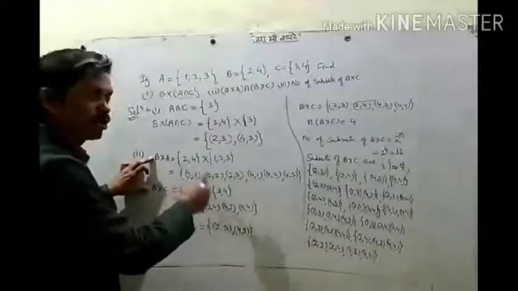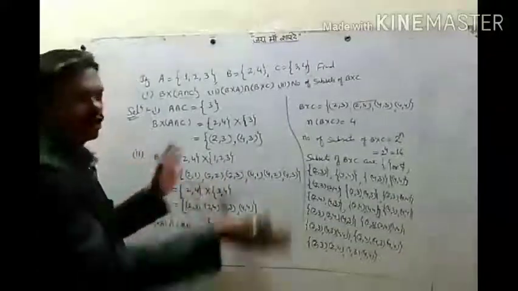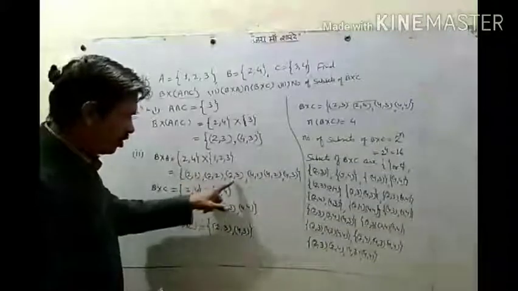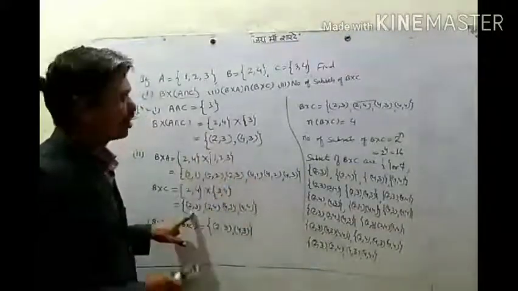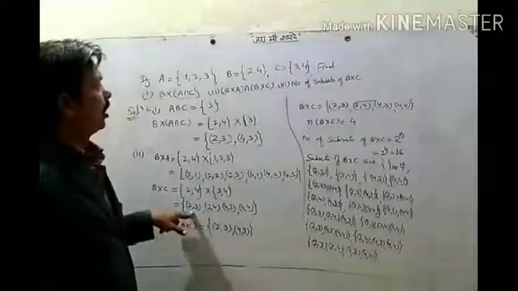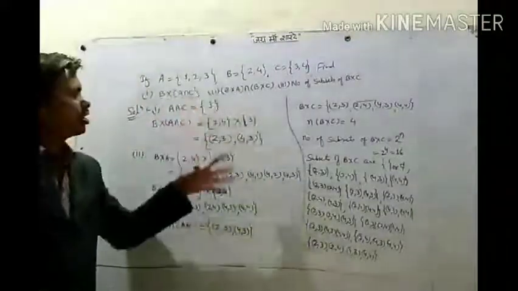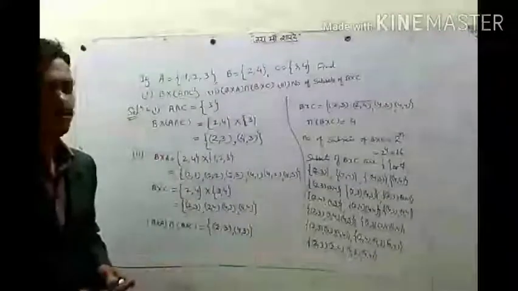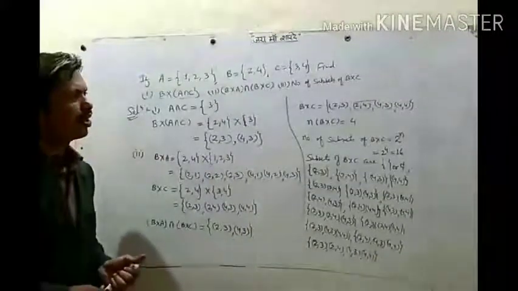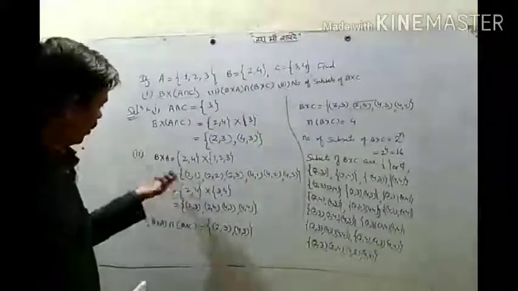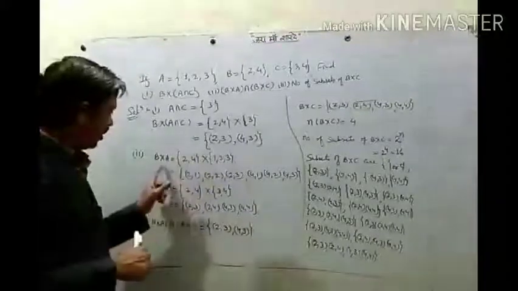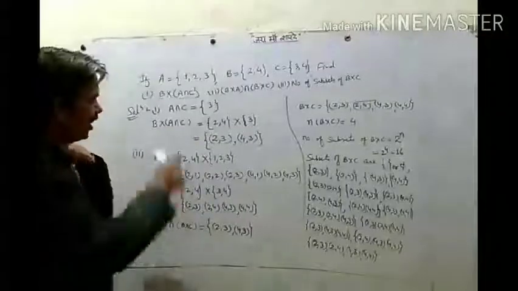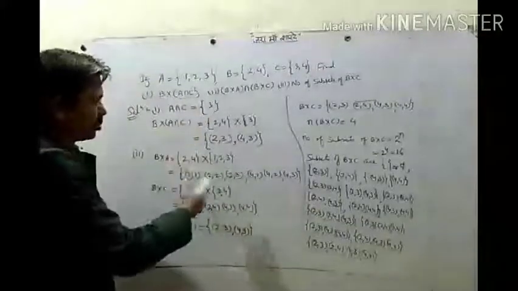Elements of B cross A and B cross C will come together, and if these elements are common in both, this will come only once. Okay, beta. So like this we can solve some questions based on Cartesian product of two sets. Okay, if B cross A is given, then can we find set B and set A? A and B sets are given.